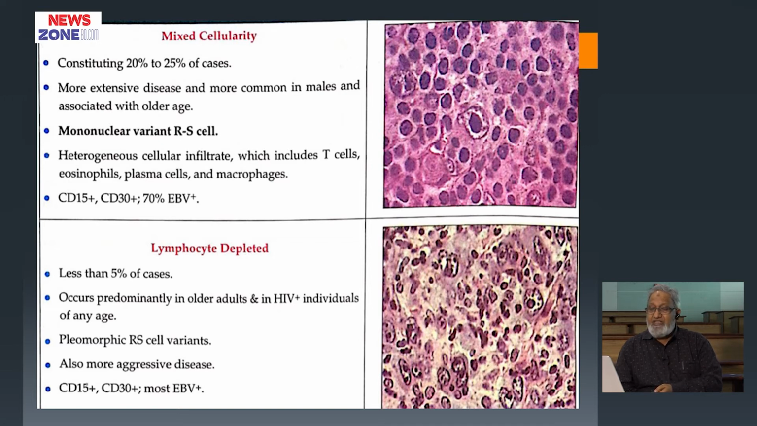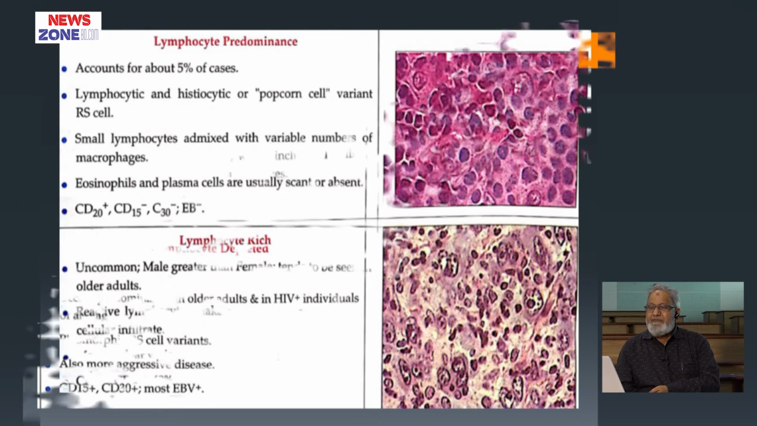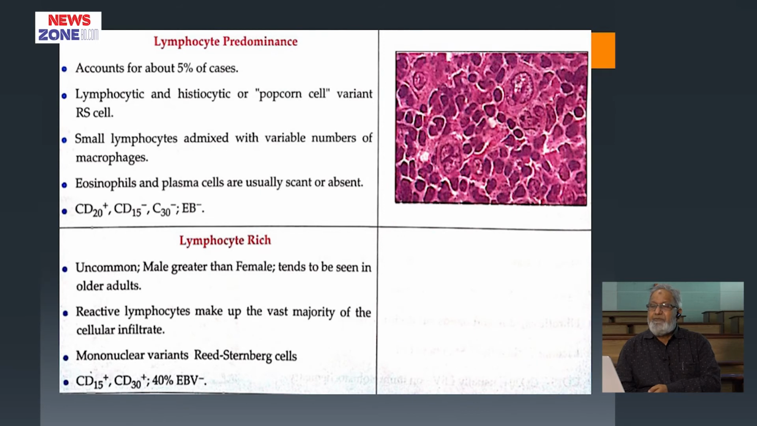But in the lymphocyte depleted variety, what happens? The incidence is less than 5%. Pleomorphic RS cells are present. And again most cells are positive for Epstein-Barr virus, and CD15 and CD30 are also positive in the lymphocyte depleted variety. What happens in the lymphocyte predominance variety? It accounts for only about 5%.